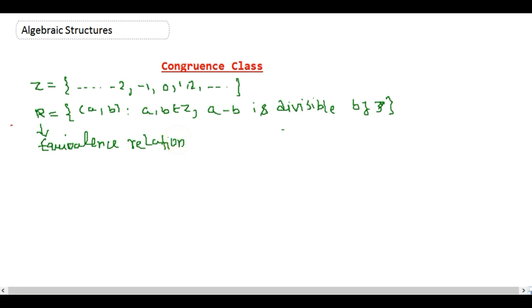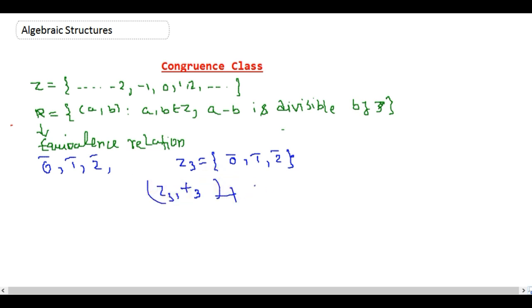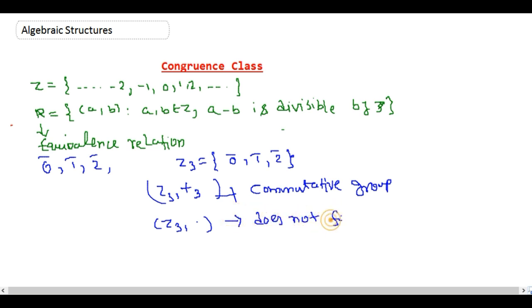Next, from that equivalence relation, we find that we have only three distinct equivalence classes, which are 0 bar, 1 bar and 2 bar. We take the collection of all these distinct classes and write it as Z3, and we define two compositions under which Z3 becomes a commutative group. And we have seen that Z3 under the multiplication we defined does not form a group.